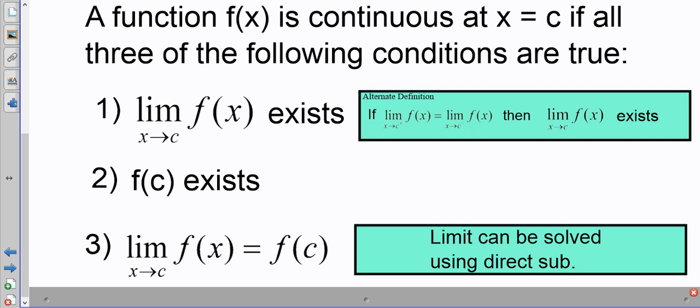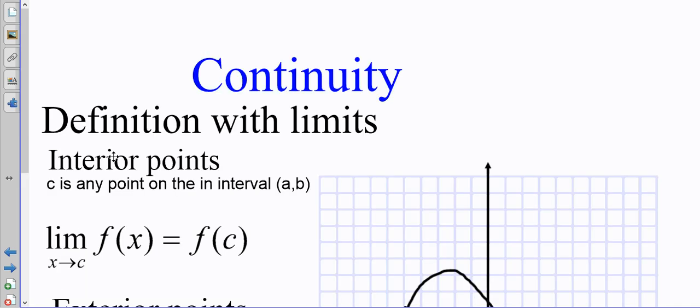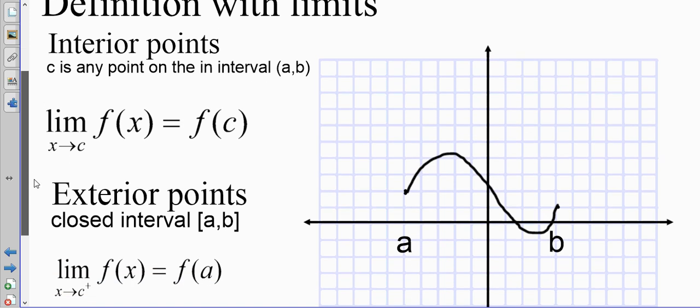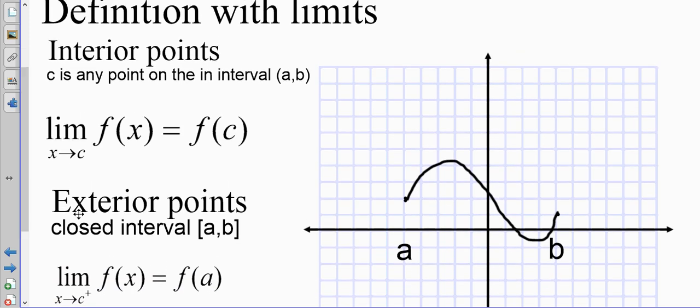So when can we apply this? Continuity, by its definition, can involve interior and exterior points. This is where one-sided limits come in. For interior points, if the limit of f of x as x approaches c equals f of c, that means any value right here. If I put a c value here, and this is an open interval, c is at any point on this interval from a to b. Open means it does not equal the endpoints.